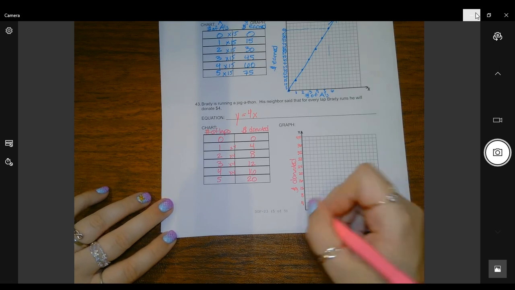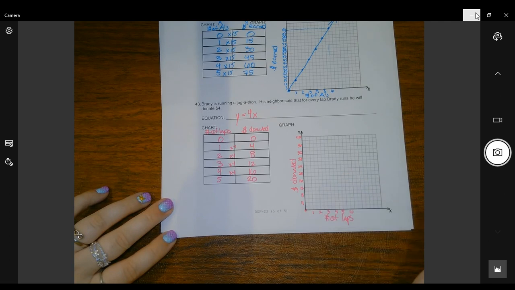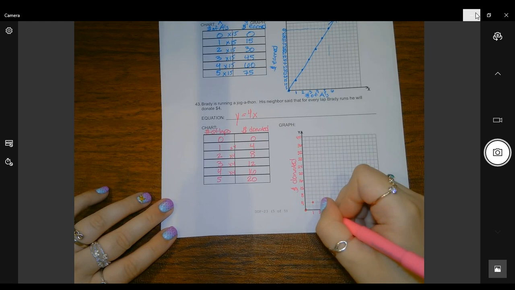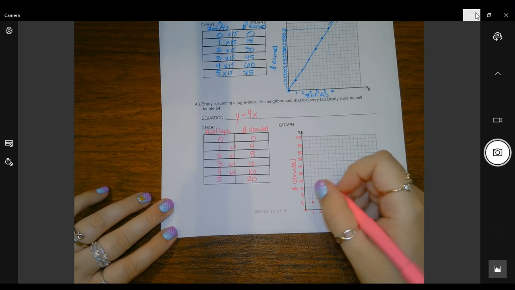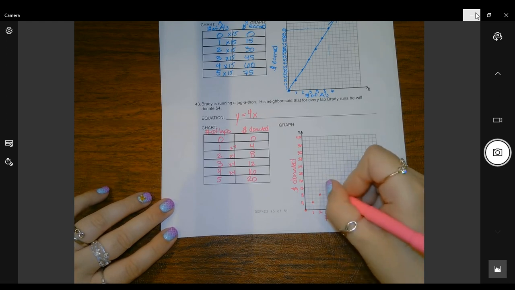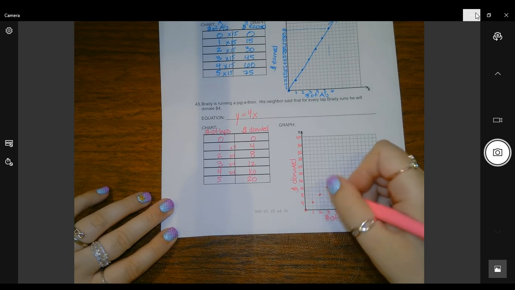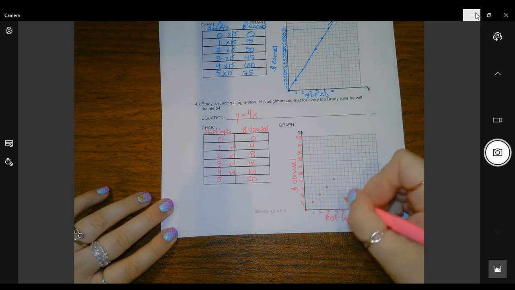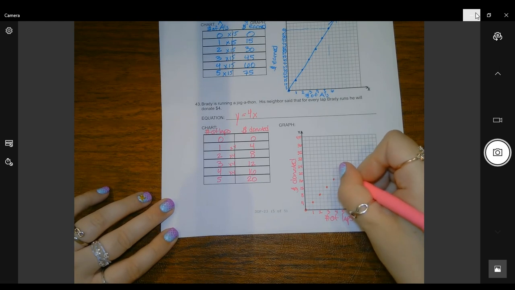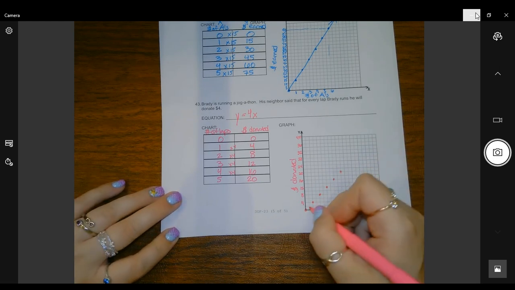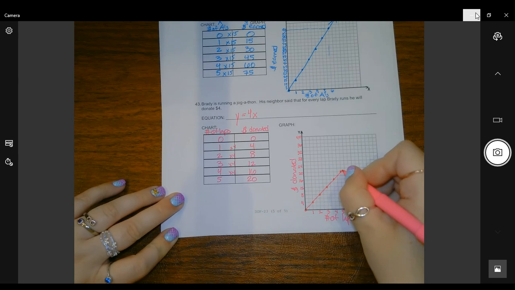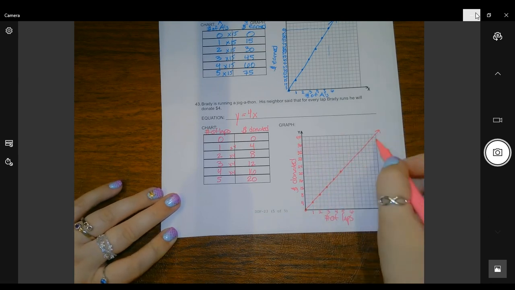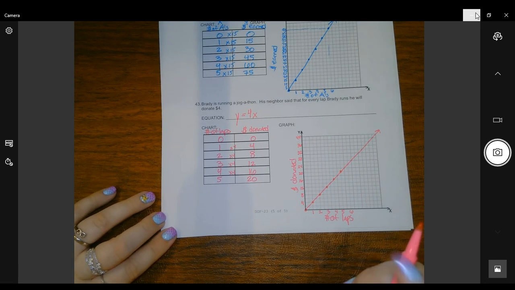Okay, so if you don't run anything, sorry, you don't make anything. But if you run 1 lap, you get $4. 2 laps give you $8. 3 would give you 12. And 4 would give you 16. And 5 would give you $20. There you go. And then that way, in case they asked you, how many laps would you need to run in order to make $40? You could just follow it down and figure it out.